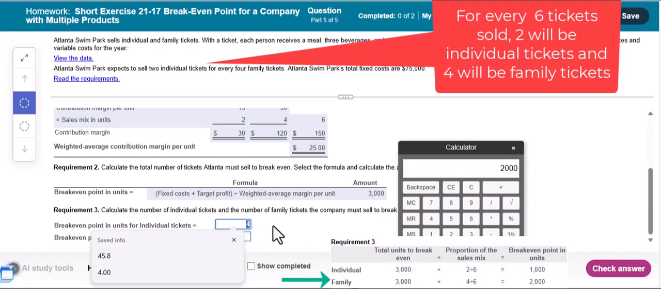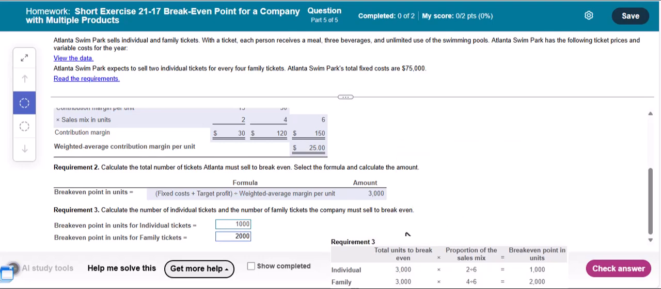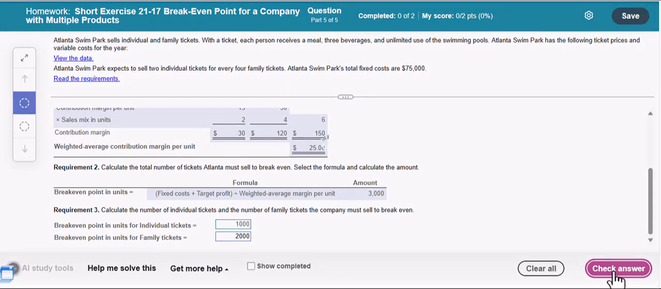So let's re-input 1,000 there. Looks like that went missing. And then for the break-even point in units for the family ticket, that is 2,000. And the other way you could calculate this, you could just take the 1,000 out of the 3,000 for the family tickets, because the individual tickets have already been calculated. So that's just another way to either double check your answer or calculate it. But let's go ahead and check our answer then.